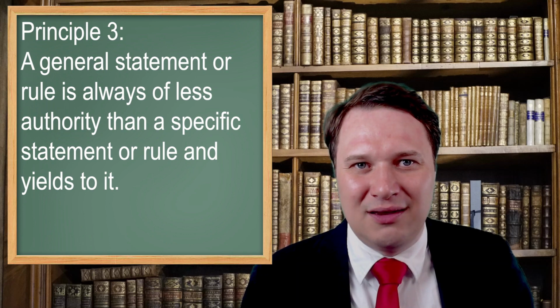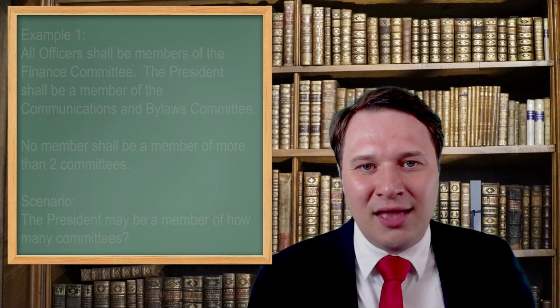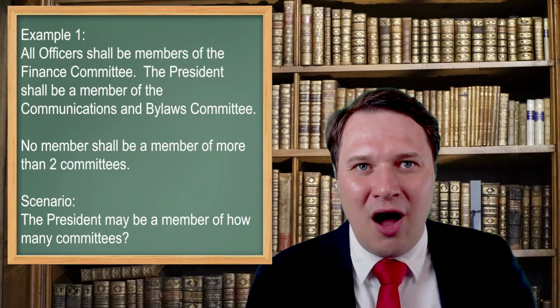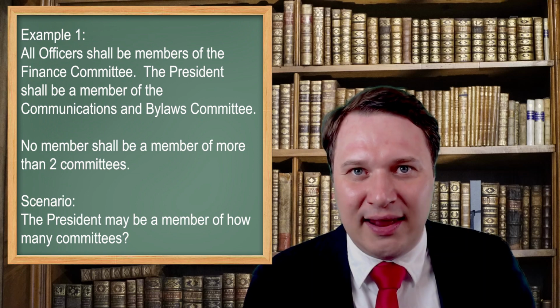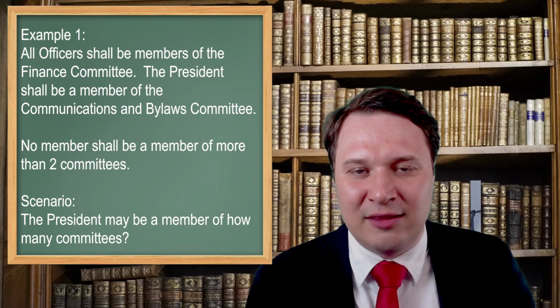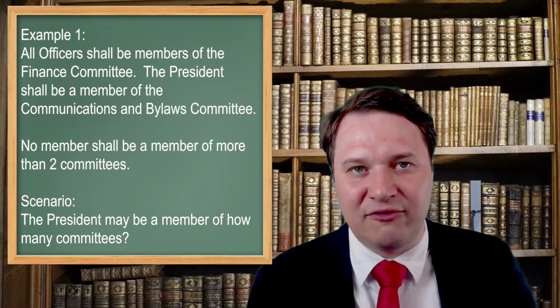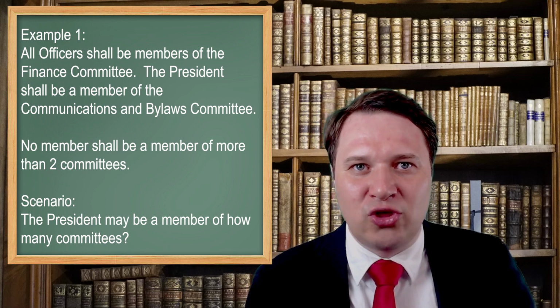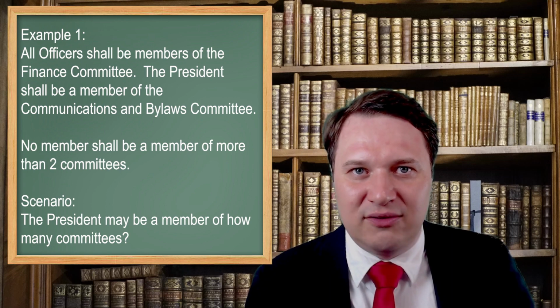So again, if you have a general rule, that will always yield to a more specific rule on the same topic. So let's look at an example. Imagine the bylaw said the following. All officers shall be members of the Finance Committee. The President shall be a member of the Communications and the Bylaws Committee. Fair enough. Later on, it says no member shall be a member of more than 2 committees.